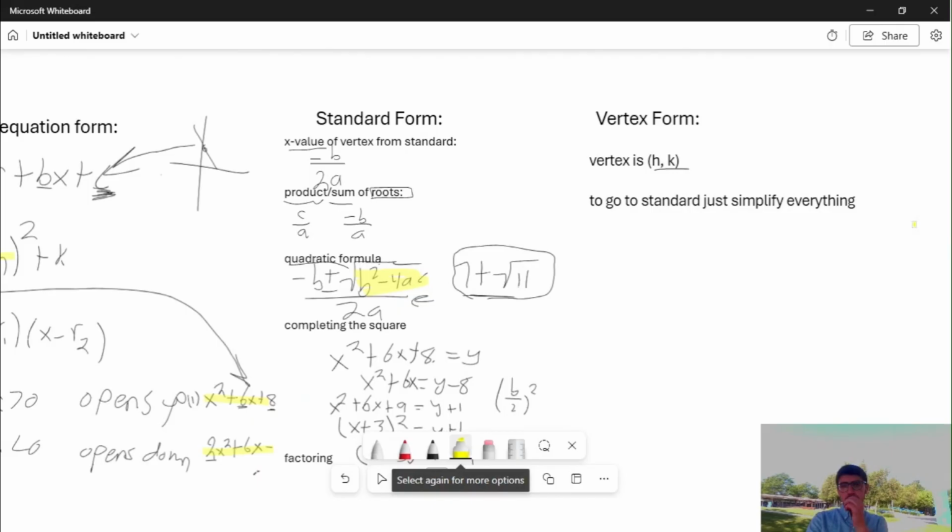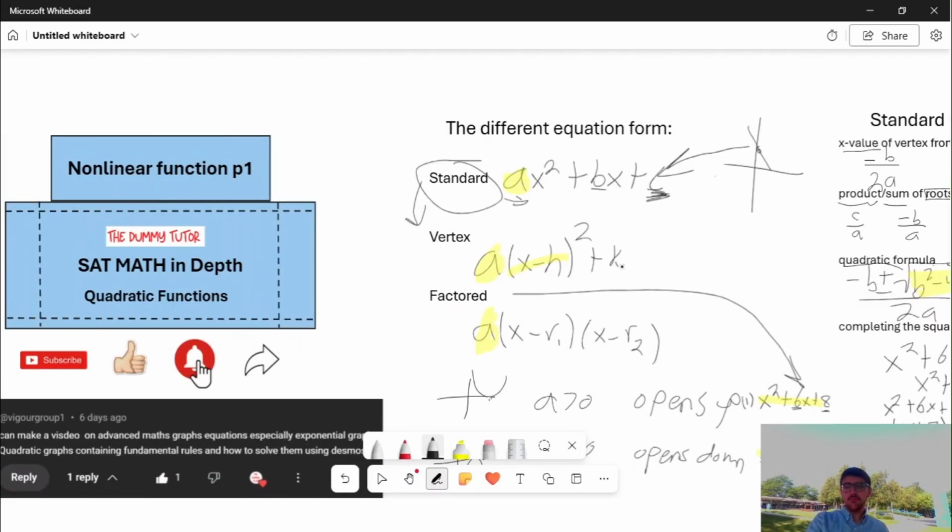And then to go to standard, it's going to pop up maybe one time. You might need to convert vertex to standard. If you're asked to do that, basically just simplify everything.